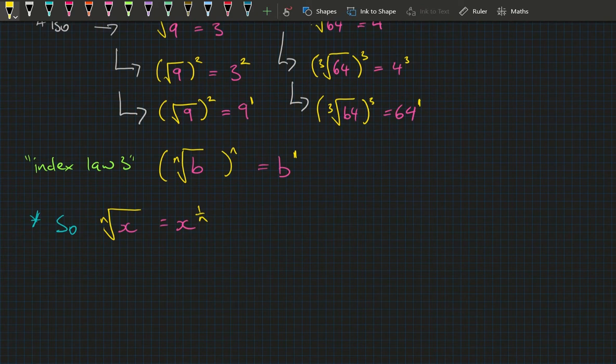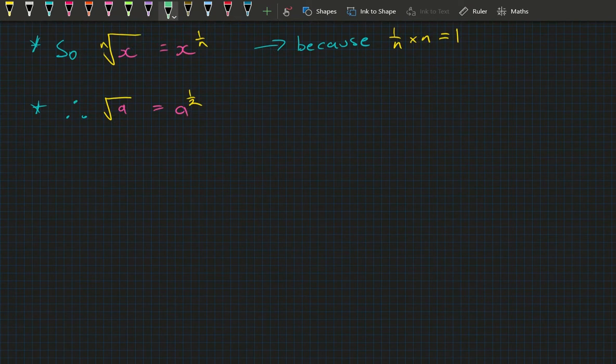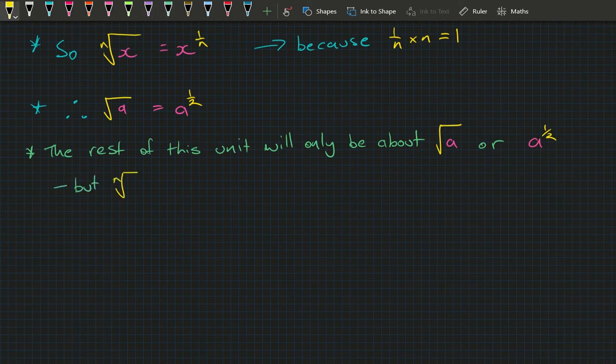Because the third index law says we multiply the power in the brackets times the power outside of the brackets, and 1 on n times n is equal to 1. So even though it's not explicitly stated with the square root, this means that the square root of a is equal to a raised to the power of a half, because we're using squares to neutralize the square root. For the rest of this unit, we'll only be working with square roots, but this concept of nth roots is vital for our next unit in exponentials, which we'll be doing in semester 2.